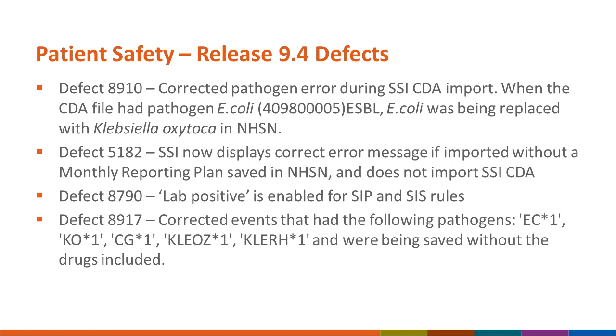Defect 4648, SSI CDA was being saved when pathogen identified was set to no. This is now corrected, so pathogen identified must be yes. Defect 8910, CDA files saved with the pathogen E. coli would then have the pathogen displaying as Klebsiella oxytoca. This is fixed so the correct pathogen displays. Defect 5182 was allowing SSI to be imported without having the correct monthly reporting plan. An error message is now displayed if SSI is imported without having a monthly reporting plan. Defect 8790 now allows lab positive to be enabled for SIP and SIS rules. And lastly, defect 8917 corrected events from being saved without selecting drugs for the following pathogens as listed on this slide.